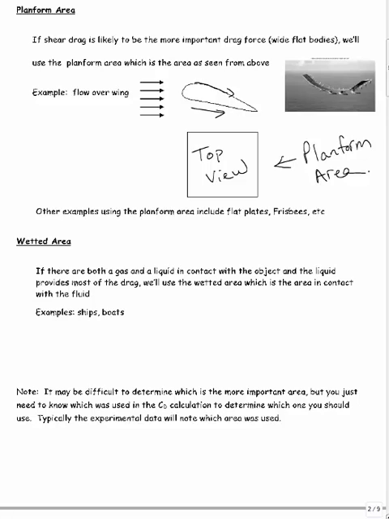Another type of area that could possibly be used is the wetted area. For example, if you have a ship or a boat plowing through the water, maybe it has a frontal area like this. This part of the boat above the water is not going to experience a whole lot of drag. It's mostly going to come from under the water. So this is the area that you would use.